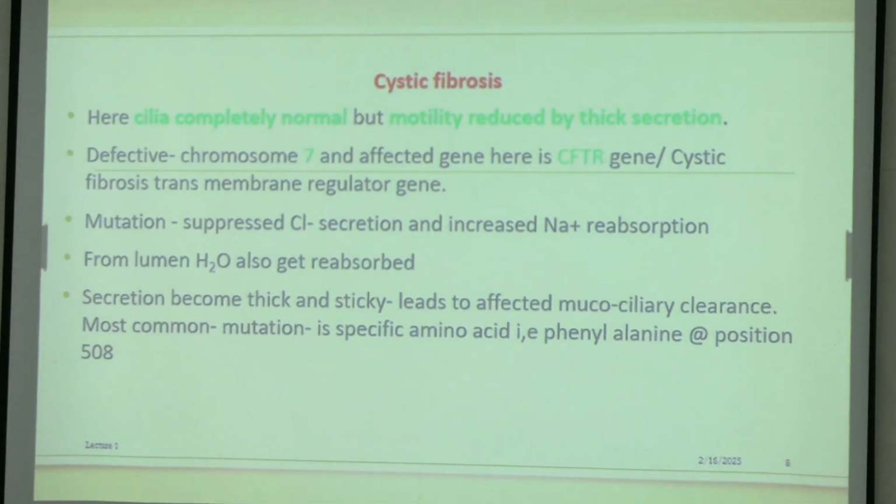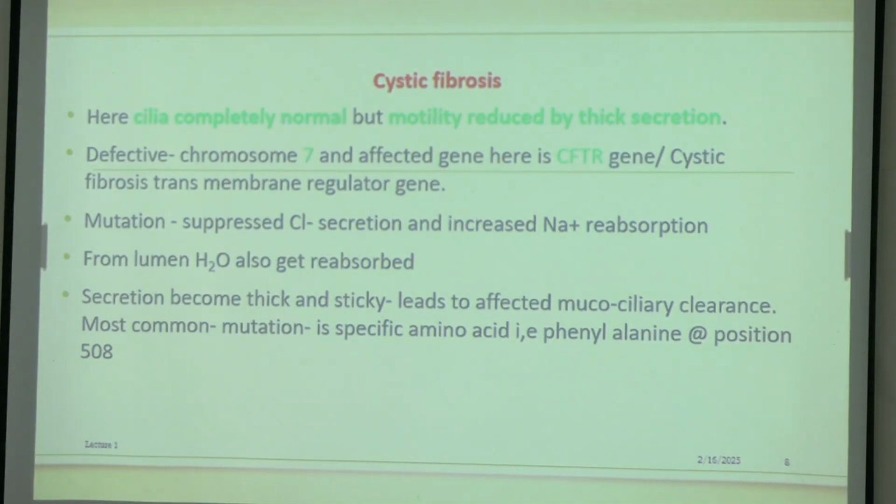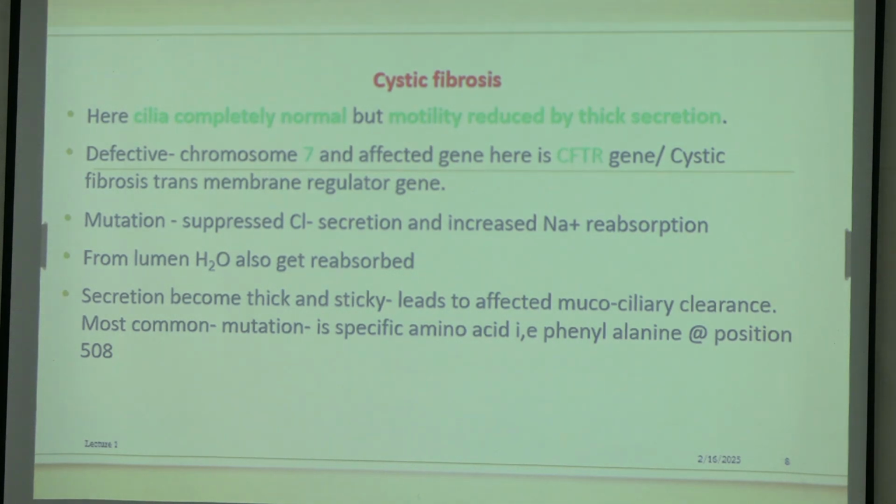It means overall, cystic fibrosis is also a genetic disorder. In this disorder, the affected gene is CFTR and the amino acid involved is phenylalanine, which is present in position 508 of the CFTR gene. Another important feature here is the suppression of chloride secretion and increased sodium reabsorption and water reabsorption. It gives a sticky mucus inside the tract. Am I clear?